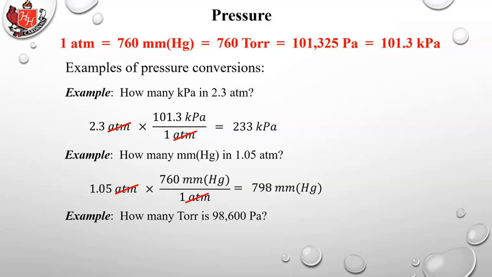Finally, how many torr is 98,600 Pascal? Go up above, you see 760 torr equals 101,325 Pascal. So you start with 98,600 Pascal. You create a conversion factor, Pascals cancel, and you end up with 739 torr.